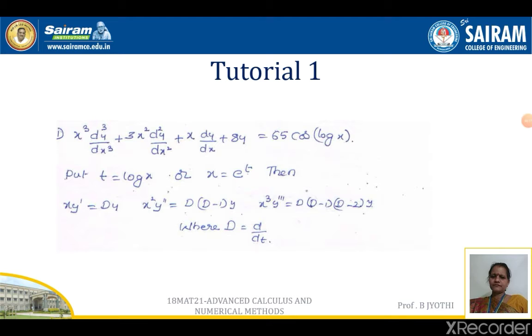First, let us discuss one problem in the Cauchy's form, which we have already taught. x cube d cube y by dx cube plus 3x square d square y by dx square plus x into dy by dx plus 8y is 65 into cos of log x. Put t is equals to log x or x is equals to e power t.